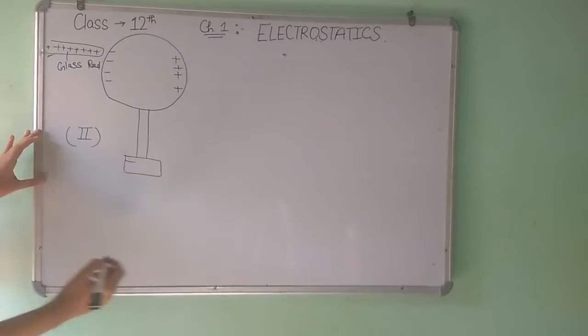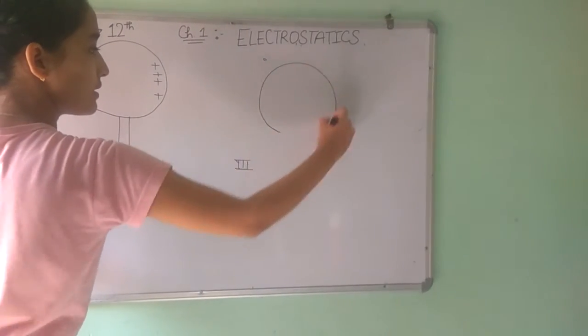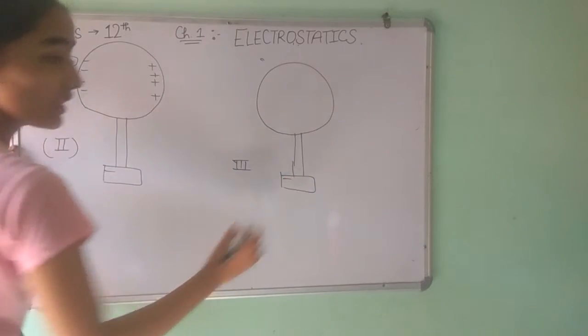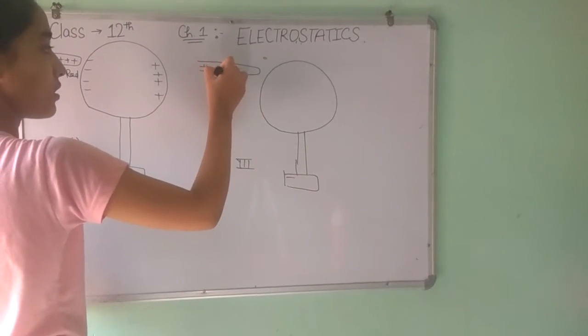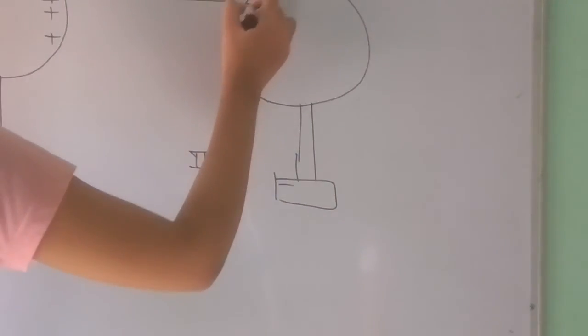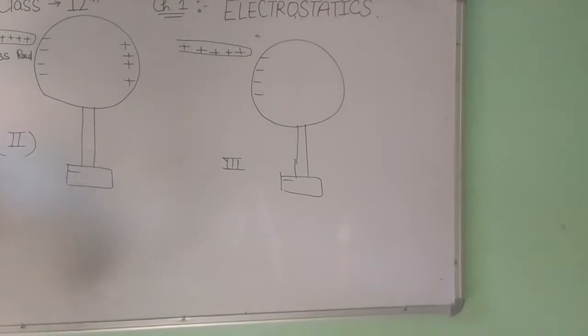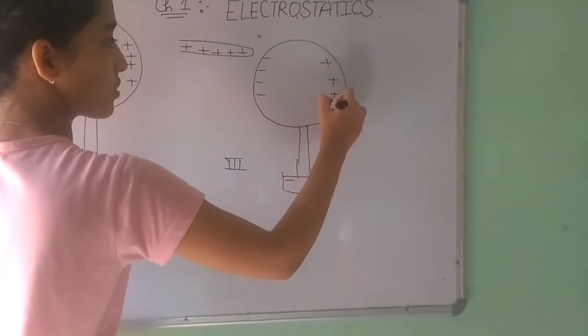Okay? Now in the third step, this is our metal sphere and this is the insulating stand. This is our glass rod, and here are 4 negative charges. We have assumed only 4; you can take more. And here are 4 positive charges.